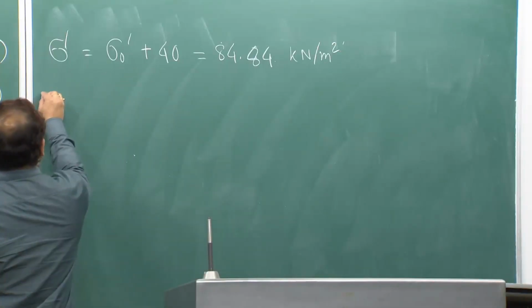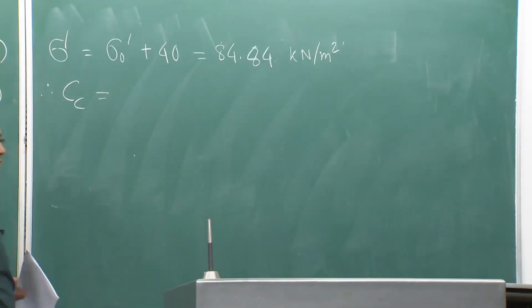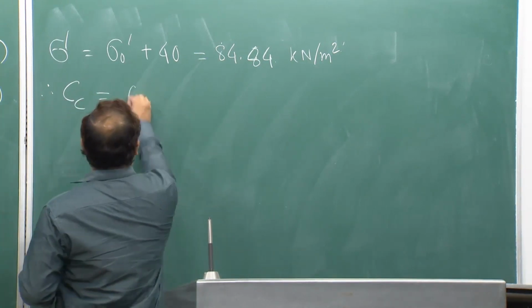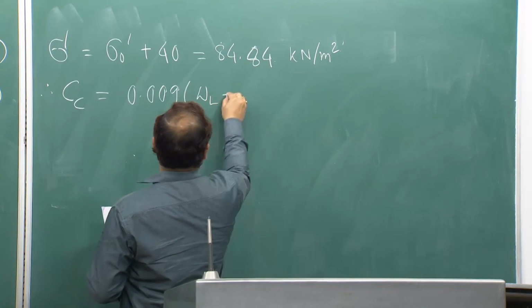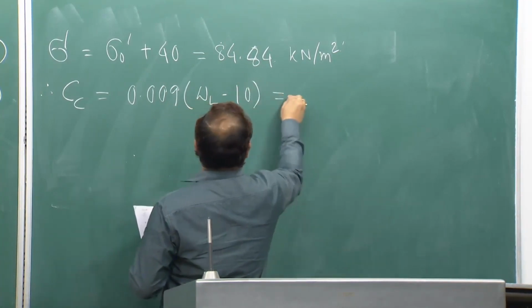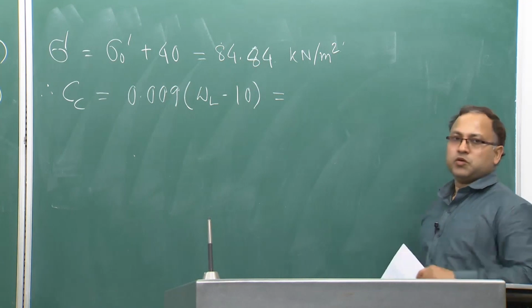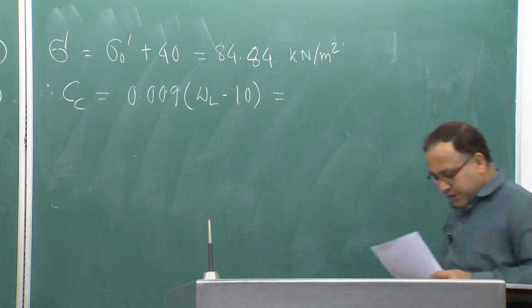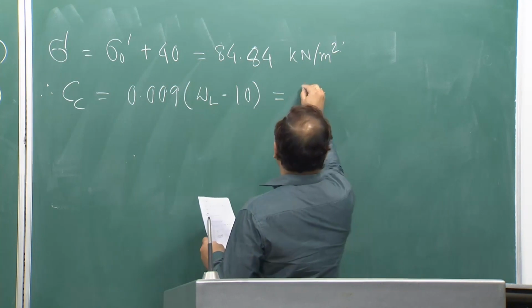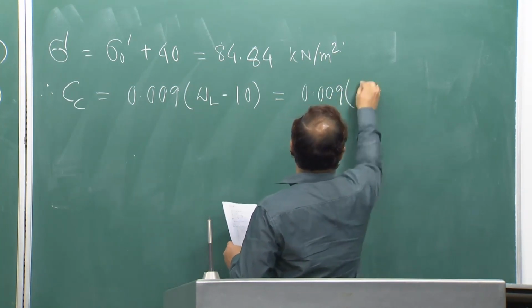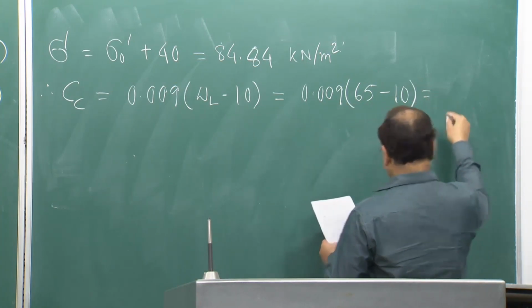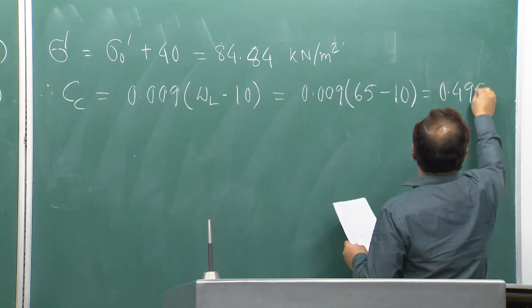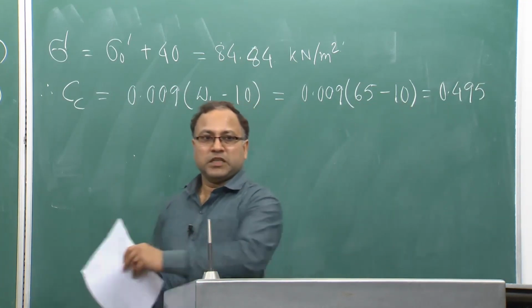So, now we can calculate Cc. How can we calculate Cc? Because if we know the liquid limit, we can calculate Cc. We have already seen this expression earlier: 0.009 into (WL, that is the liquid limit, minus 10). So, that gives me 0.009 into (65 minus 10), which is equal to 0.495. So, Cc we have got.